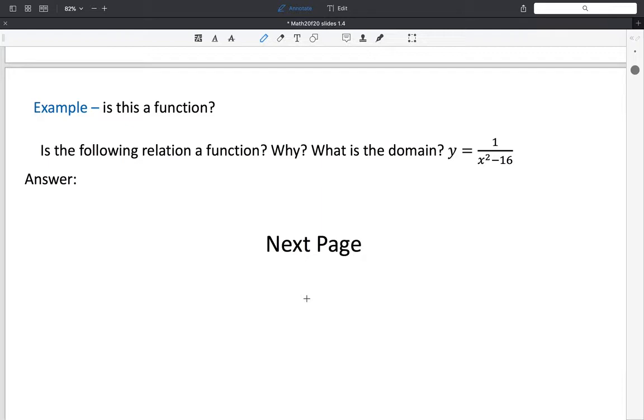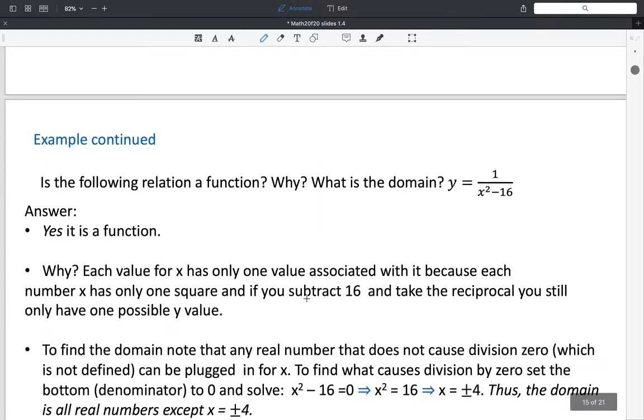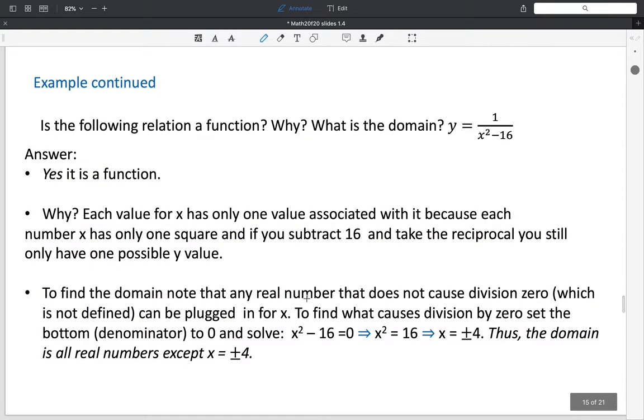So go to the next page. Again, you work on this a bit. So it is a function. And why? Well, let's look at it.